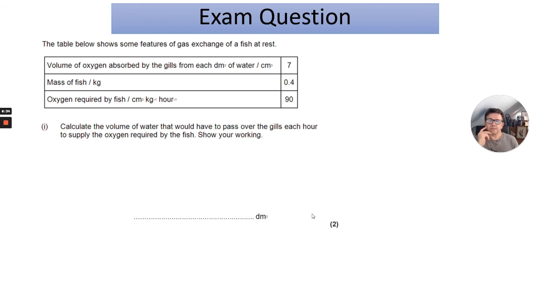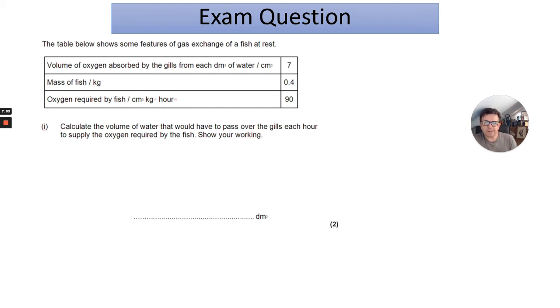Sometimes you will get exam questions like this one. Okay, so let's just work through this one together. It shows some features of gas exchange of a fish at rest. So it gives you the volume of oxygen absorbed in cm cubed per dm cubed of water, mass of fish in kilograms, and oxygen required by fish in cm cubed per kilogram per hour.